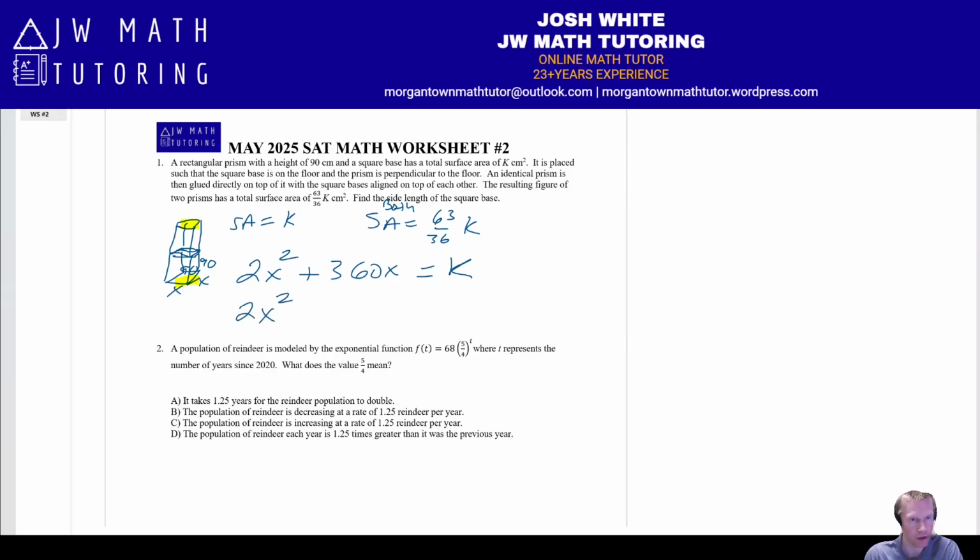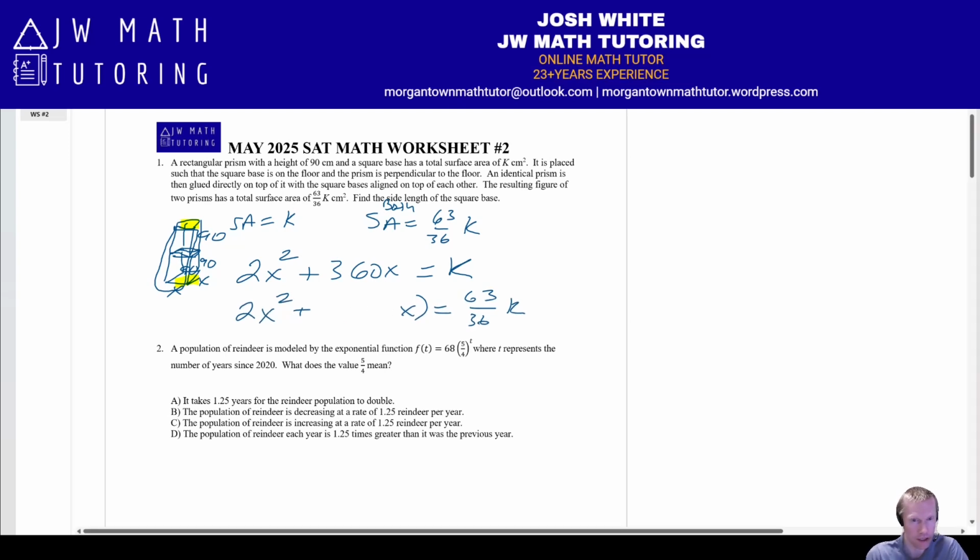So we have 2x squared from the very top and bottom. And then there are multiple ways you could think about this. If you think of this as technically one unit, you have four sides again, and each side now has a width, or length, of x, but now a height of 180. So you could say 180x is the area of one of these large faces, and there are four of them: front, back, left, right. They're all identical. Okay? So that's equal to 63 over 36k.